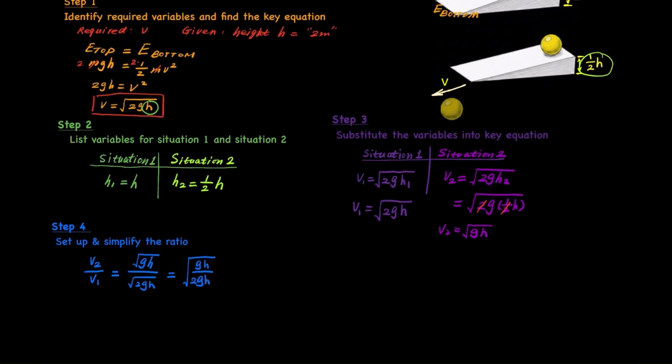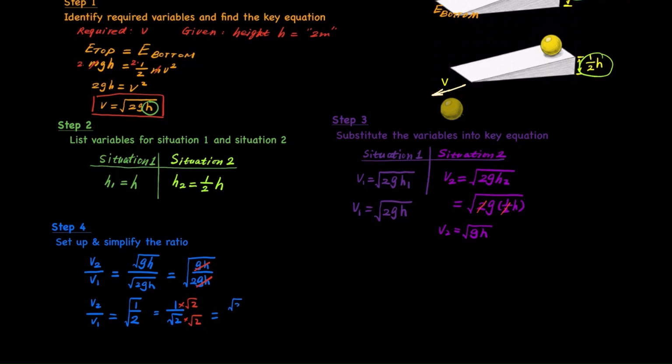Look inside the square root. Since both the numerator and the denominator share g and h, we can cancel them out. This leaves us with a simplified ratio. v2 over v1 is square root of 1 over 2. Or we can rewrite it by taking the square root of the numerator and denominator separately. This gives us 1 over root 2. In math, we normally prefer to rationalize the denominator, meaning we get rid of the square root on the bottom. We do this by multiplying both the top and the bottom by root 2, and this leaves us with the final simplified ratio, root 2 over 2.